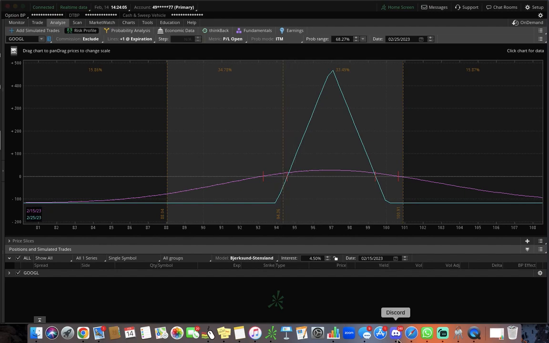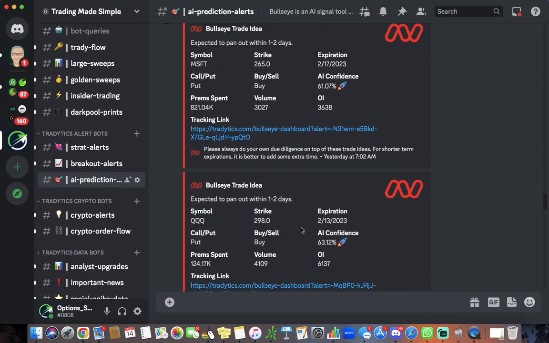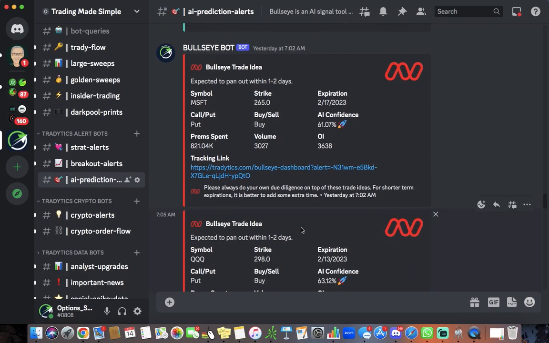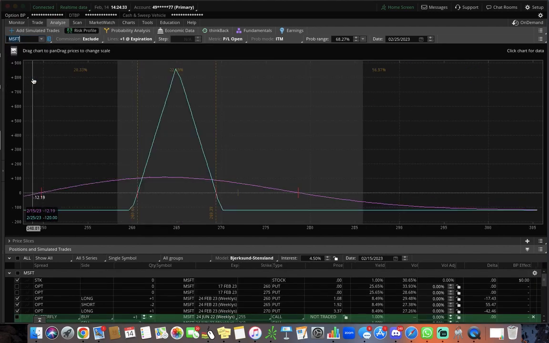The next one I wanted to show you was this one, Microsoft. So Microsoft's been running like a racehorse, hasn't it? It is, really helping the market out. And saw this and was like, wow, 821,000 premium spent on this. And so we have a strike price of 265. Again, going over here and then taking a look at our positions.